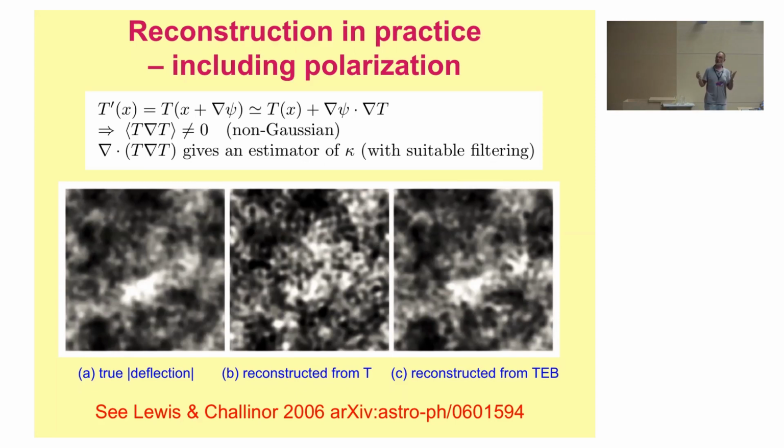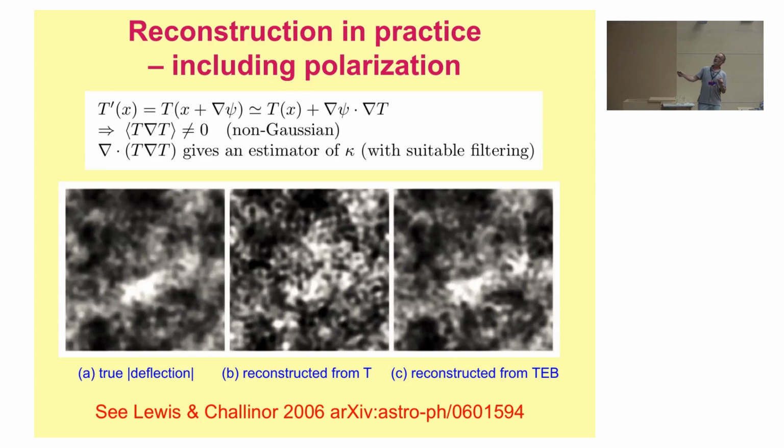And that's one way of half understanding why this divergence of T grad T is a sensible thing, because such a correlation wouldn't be present in the primordial CMB sky. For a random phase distribution like the microwave background, there's no correlation between the field and its gradients. If you see one, it's an indication that something odd is going on.